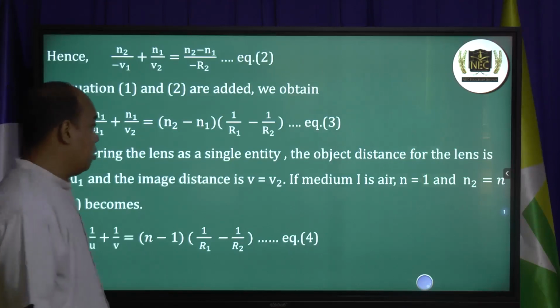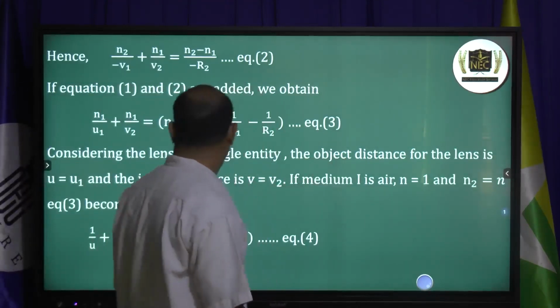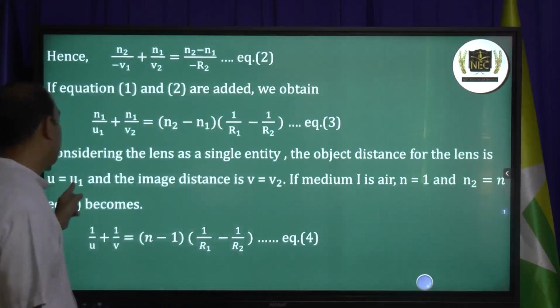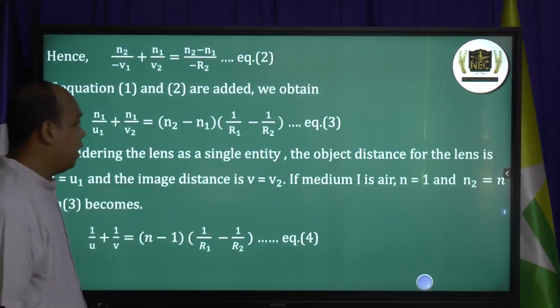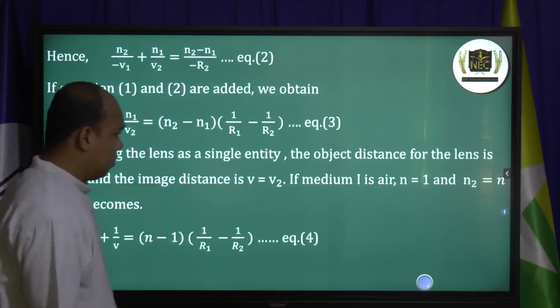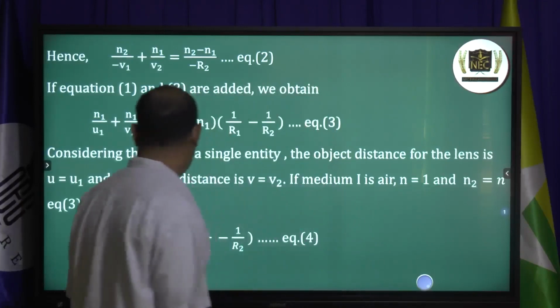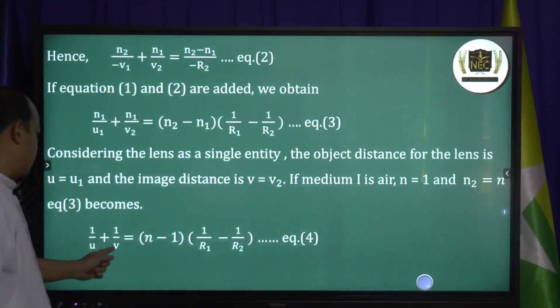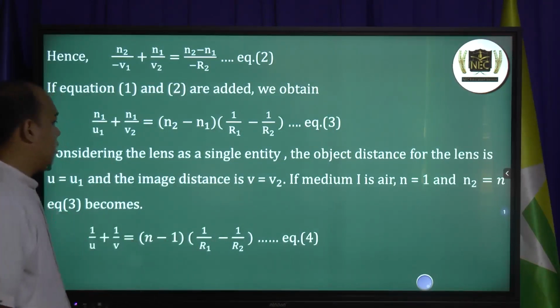For a single lens, the object distance is u and the image distance is v. So we get 1 by u plus 1 by v equals (n minus 1) into (1 by R1 minus 1 by R2), equation 4. That is the lens maker's formula.